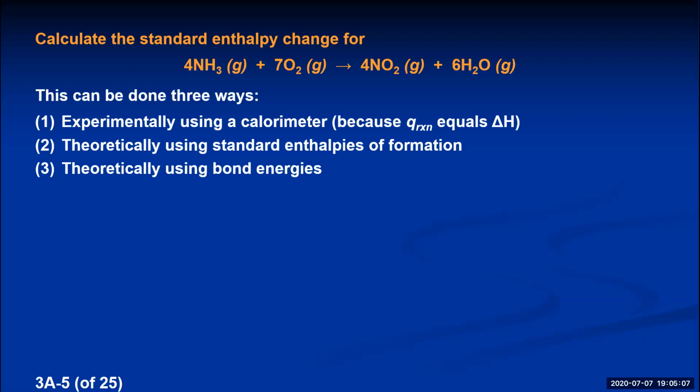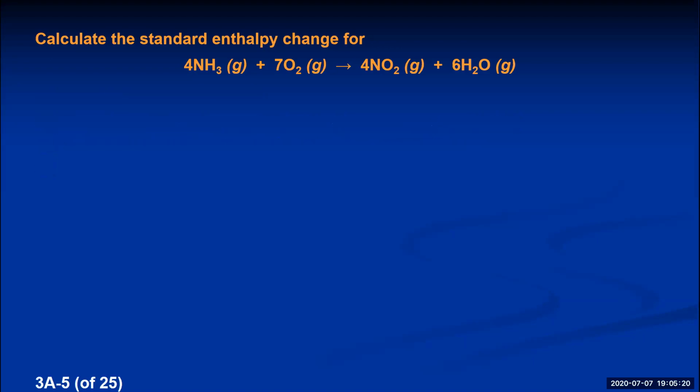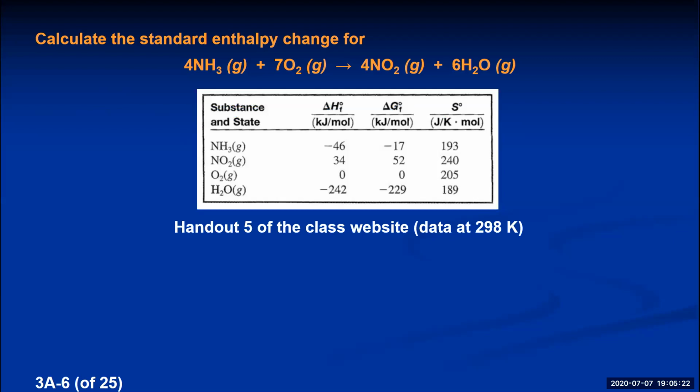So let's go through methods 2 and 3 and show you how you can theoretically calculate the enthalpy change for a reaction, which will therefore equal how much heat that reaction gains or loses as the reaction proceeds. So if you want to use standard enthalpies of formation, these are thermodynamic values that are found on the class handout 5 on our class website. And the data all given on the handout 5 are all data at 298 Kelvin. So technically, you're going to be calculating thermodynamic property values or change in thermodynamic property values at 298 Kelvin.